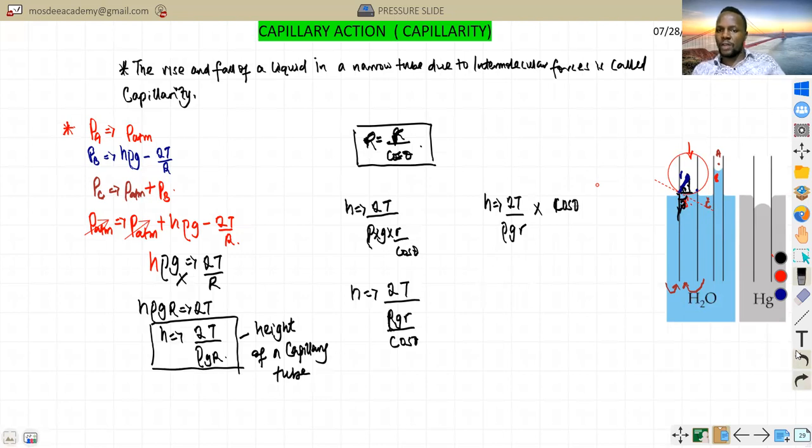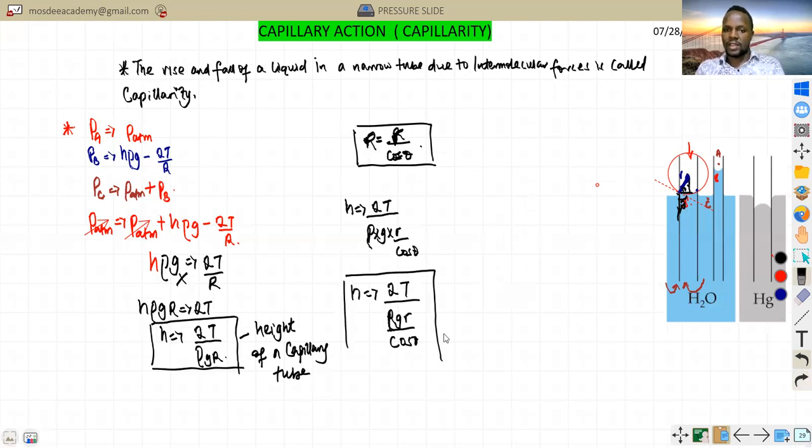Basically, if you know you have issues with this final formula, know that big R equals small r over cos theta. So if you want to get big R and you are given the meniscus angle, you can directly substitute the value. My point here is that we can just take it directly like this and say the value of our h is equal to this. If you write it like this, you are good.